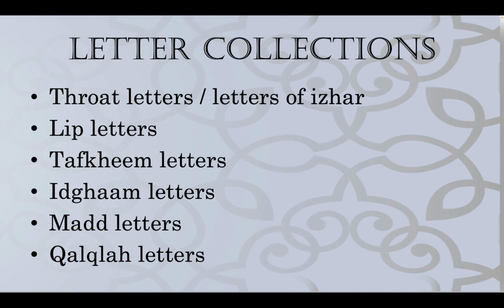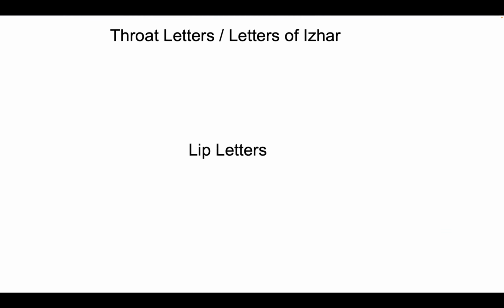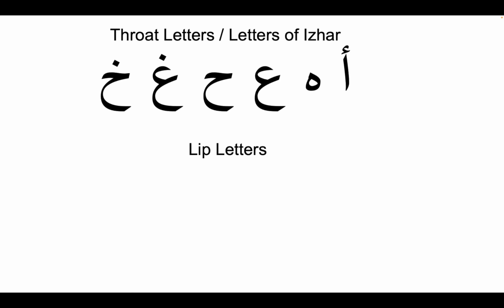Now let's get into letter collections. We've been memorizing a collection of letters: the throat letters and letters of izhar, lip letters, tafkhim letters, idgham letters, mad letters, and qalqala letters. So let's get into it. Do you guys remember the throat letters? There are 6 letters of throat or izhar. They're the same. They are hamza, ha, ain, ha, ghain, kha. Hamza, ha, ain, ha, ghain, kha.